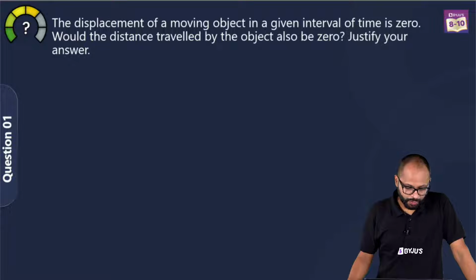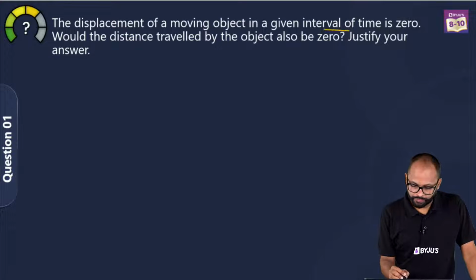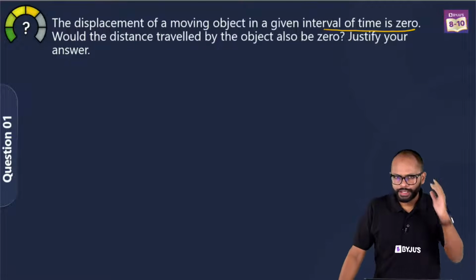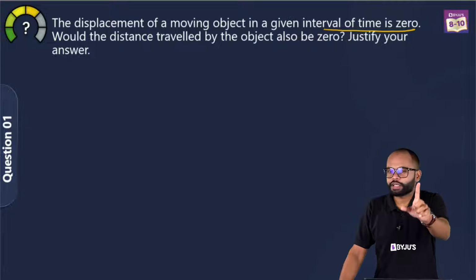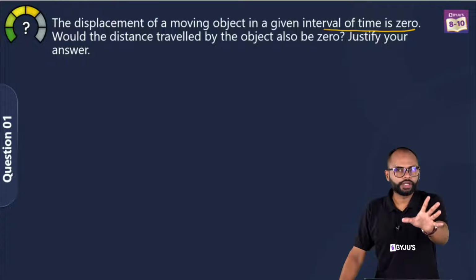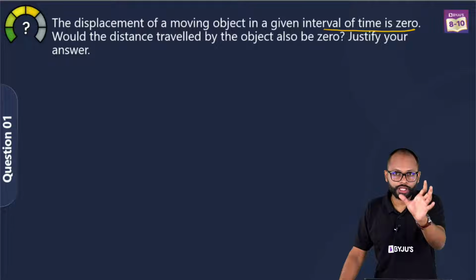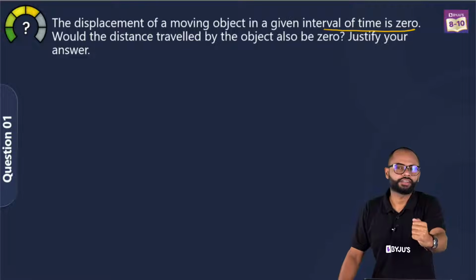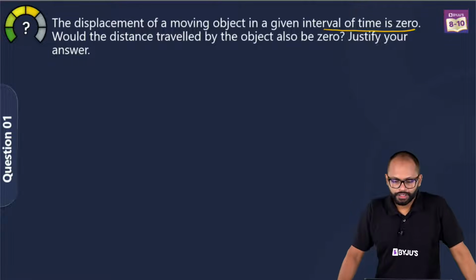the displacement of a moving object in a given interval of time is 0. Guys, whenever you are reading a question, first of all, read it, right? Read it patiently, understand what the important keywords are, and then answer it. Fine, okay?